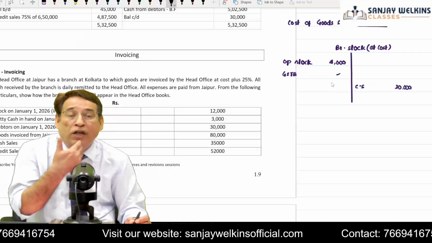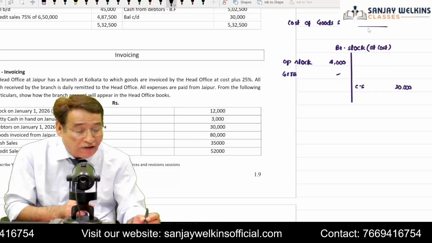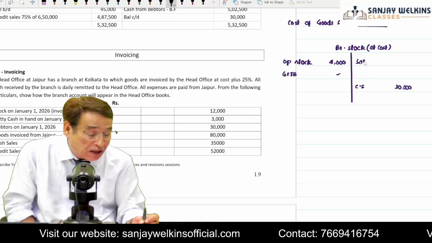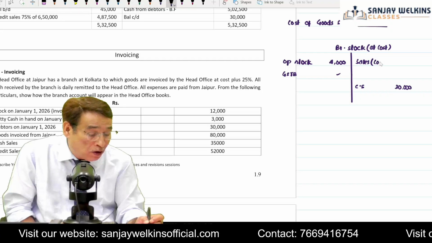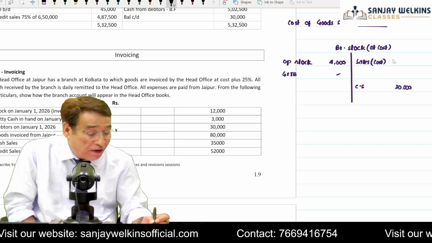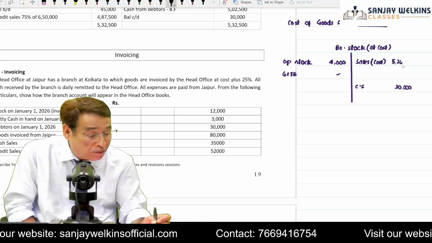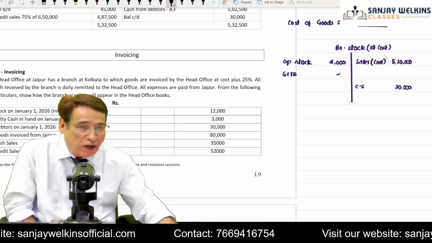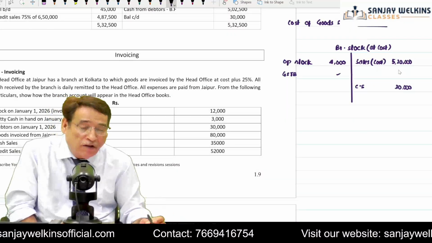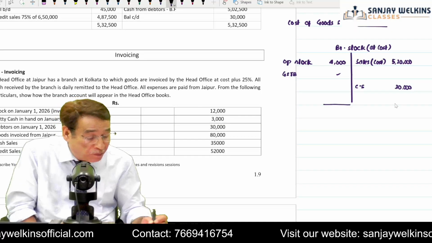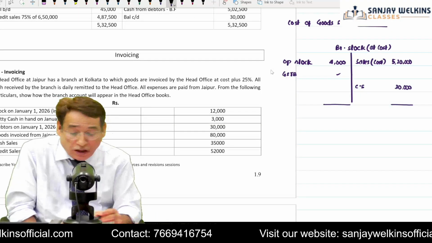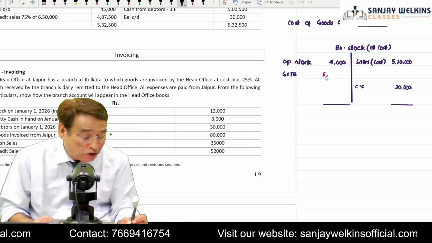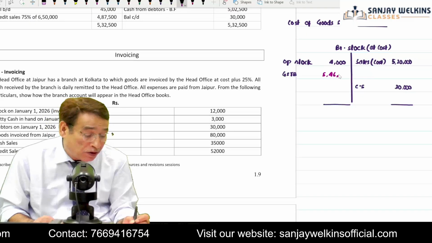But whatever goods were available with the branch, out of those goods, the branch has sold 5,20,000 worth of goods. So sales, here I am writing sales, but it means cost of sales. So goods costing 5,20,000 have been sold by the branch. The branch has sold them at a price of 6,50,000. That's a different matter. But the cost of the goods sold is 5,20,000. Now this balancing figure will be goods sent to branch account. 5,50,000 minus 4,000, 5,46,000 will be my goods sent to branch account. This is how I will have to find out goods sent to branch account.